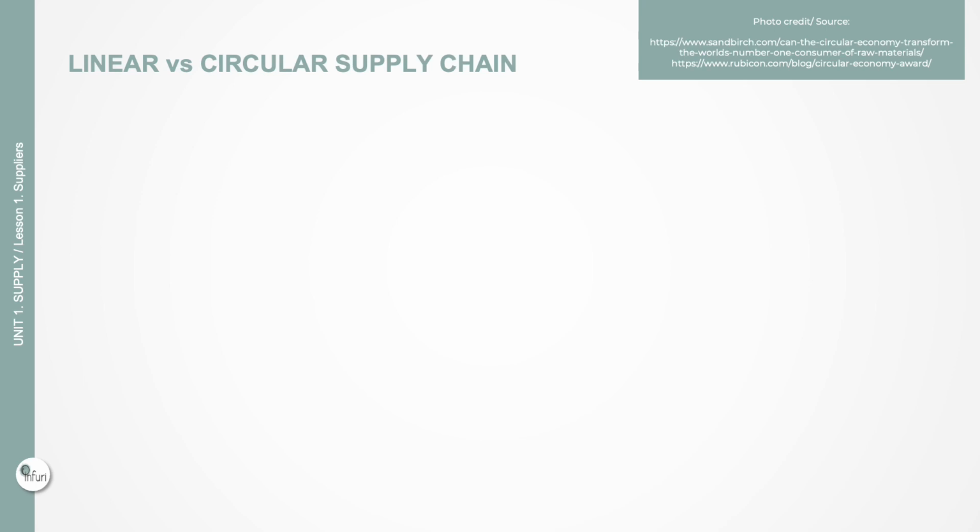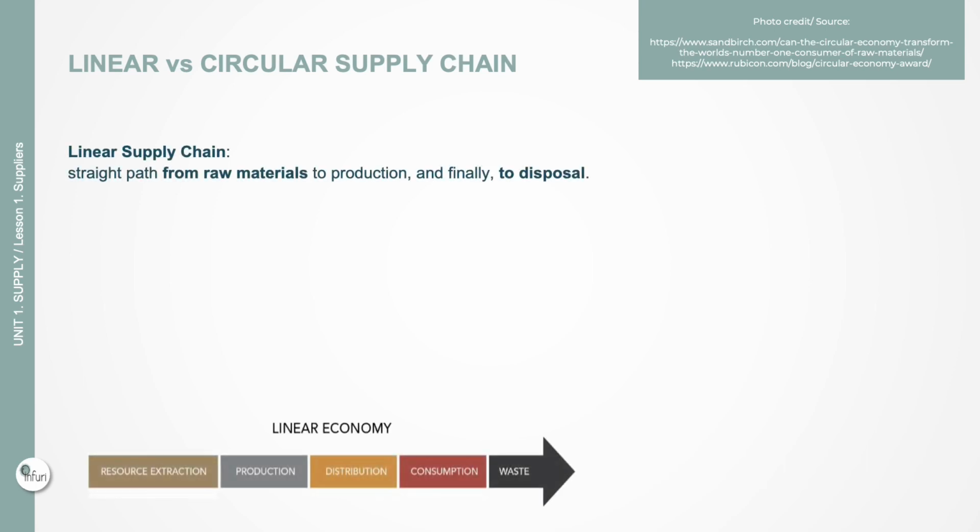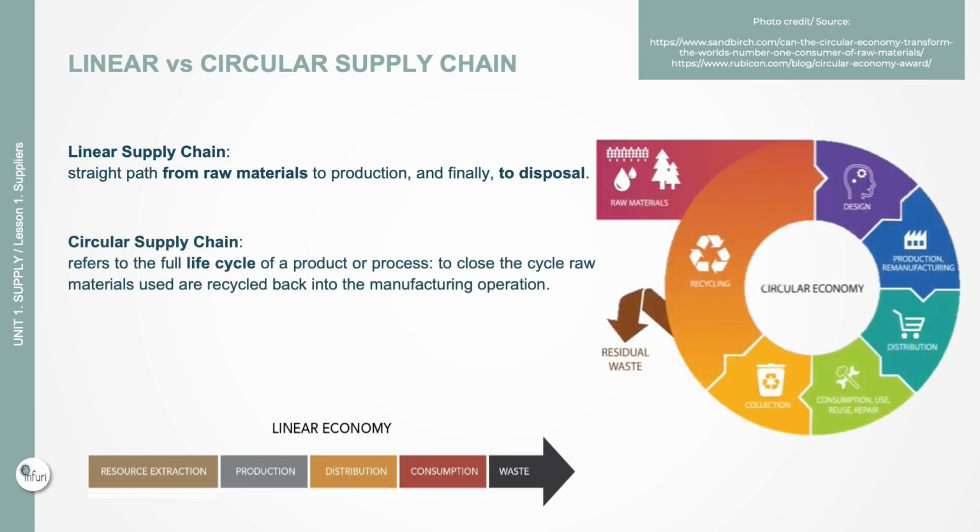Linear versus circular supply chain. So what is the difference between a linear and a circular supply chain? A linear supply chain simply describes a straight path from raw materials to production, and finally, to disposal. A circular supply chain, on the other hand, is where the raw materials used are recycled back into the manufacturing operation. They get to be repurposed for the production of another product.